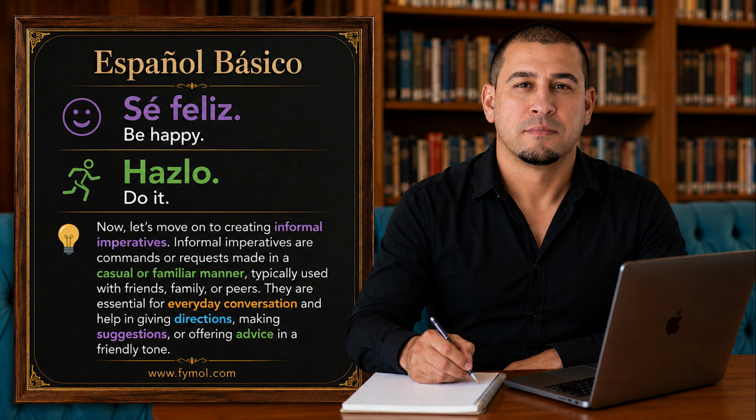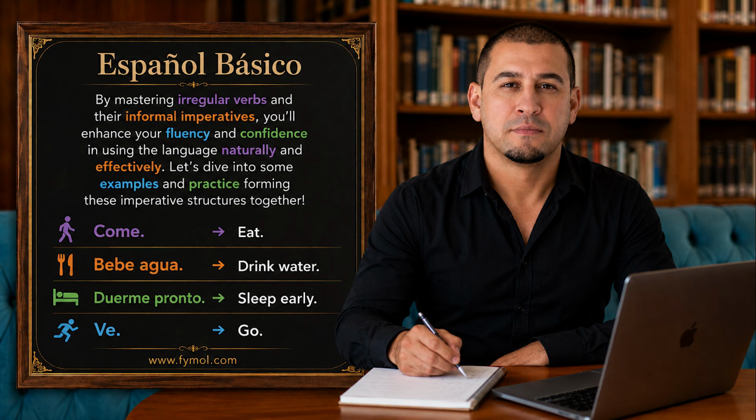Now, let's move on to creating informal imperatives. Informal imperatives are commands or requests made in a casual or familiar manner, typically used with friends, family, or peers. They are essential for everyday conversation and help in giving directions, making suggestions, or offering advice in a friendly tone. By mastering irregular verbs and their informal imperatives, you'll enhance your fluency and confidence in using the language naturally. Let's dive into some examples and practice forming these imperative structures.